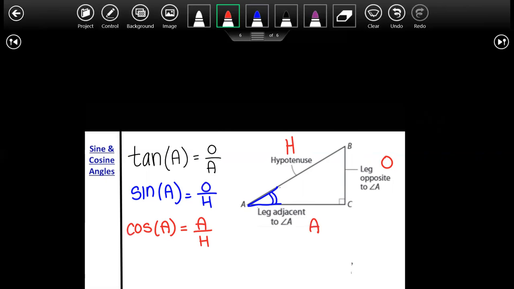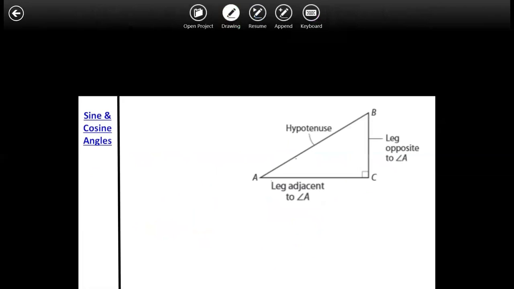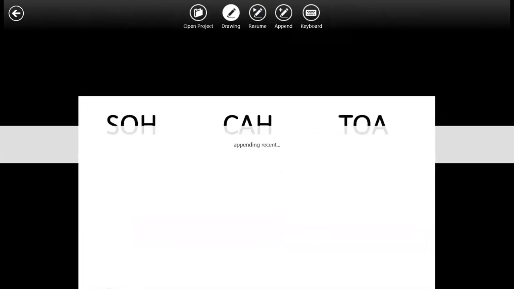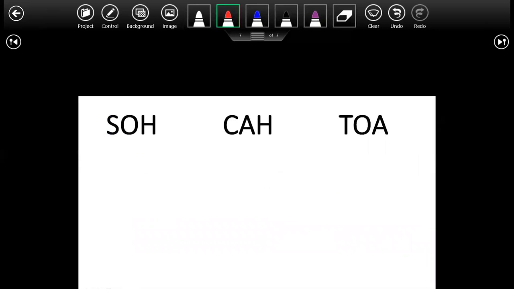Now, the acronym we use, and we write these down. We already did that. Write that down on top. SOHCAHTOA.